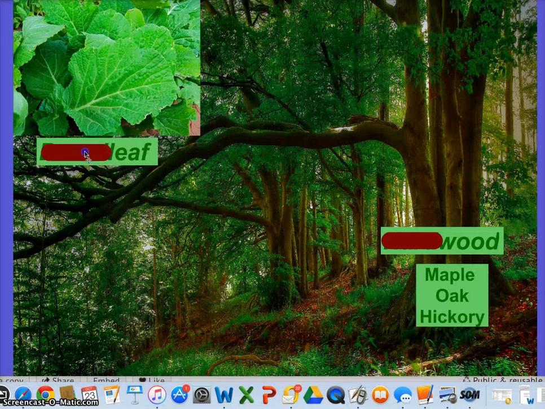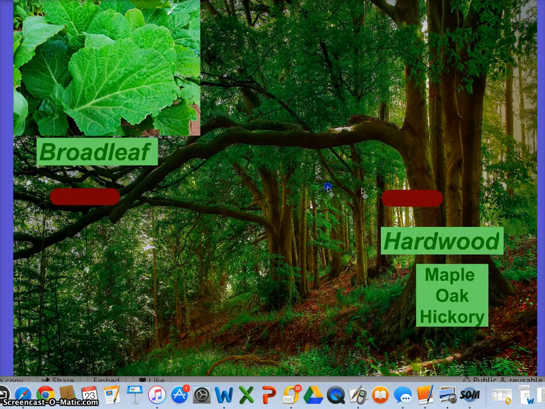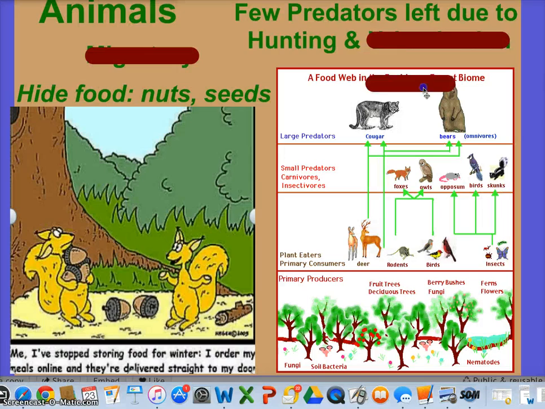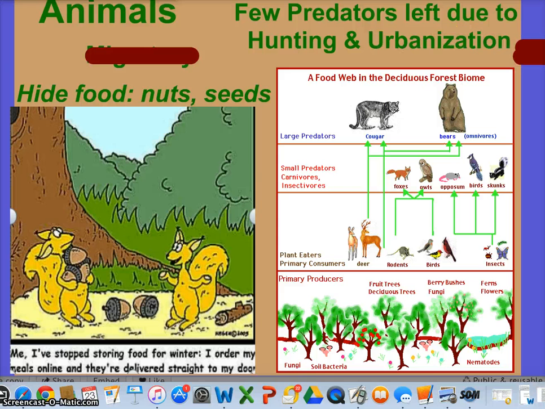As mentioned, they have broad leaf hardwood like maple, oak, hickory. So most of your construction wood comes from deciduous forest. Few predators are left due to hunting and urbanization, which is basically restructuring the forest to accommodate homes and populations. And there's a lot of migration due to the changing seasons.